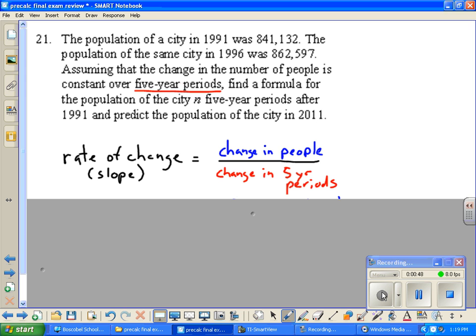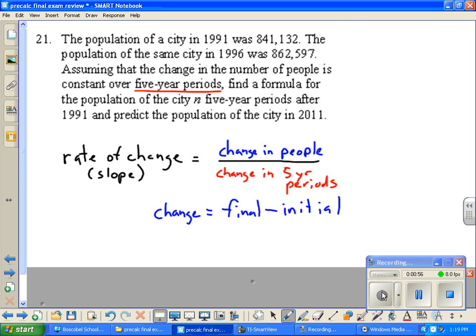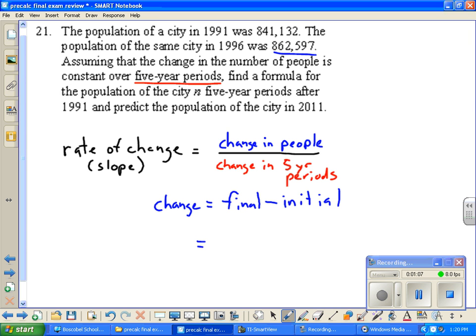So change in people. And again, the other thing you have to consider is that change in quantities is the final quantity minus the initial quantity. So for this particular problem, my change in people, my final amount for 1996 was 862,597. So I have 862,597 minus my initial, which was 841,132. Okay, and that's divided by our change in 5-year periods.